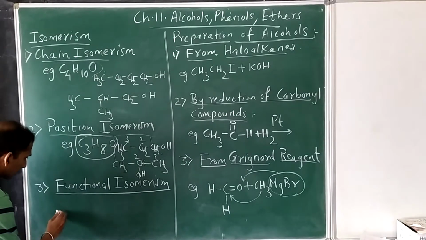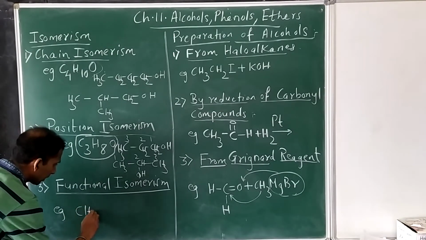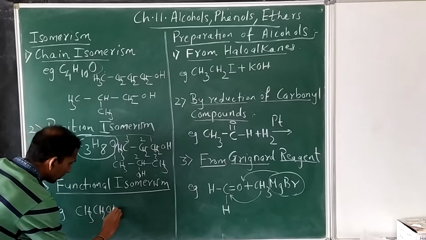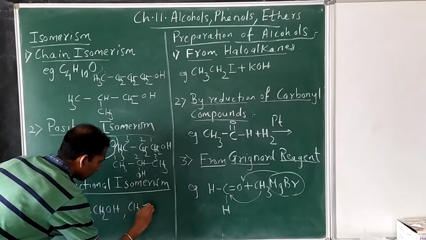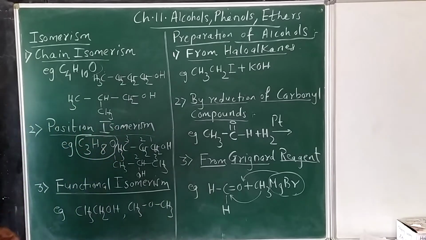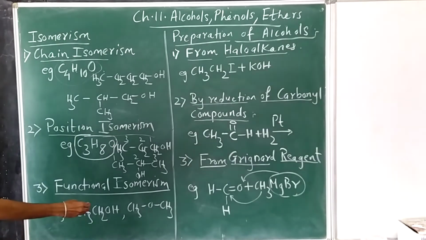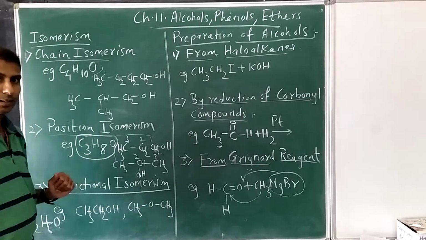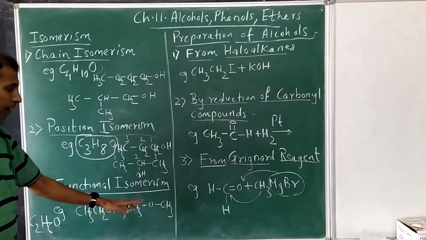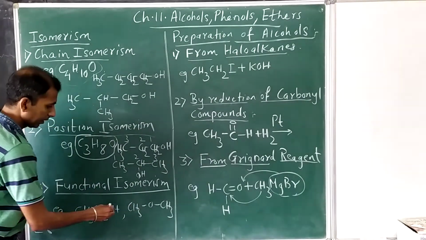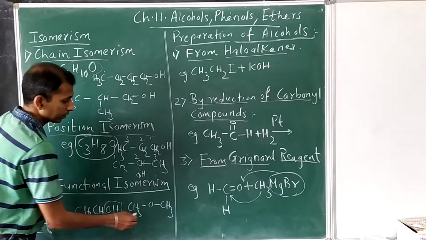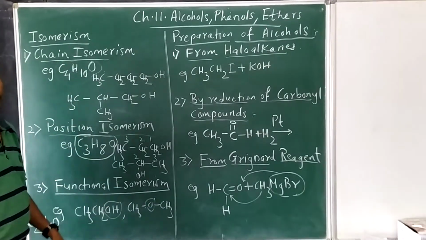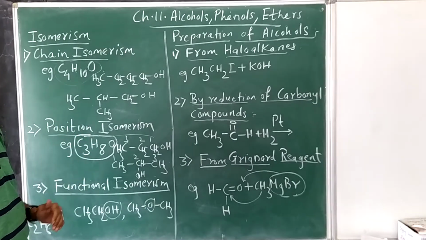We can draw the structures for functional isomers: CH3CH2OH and CH3OCH3. If you look at both these structures and write down the molecular formula, it is C2H6O. Both isomers have the same molecular formula but the functional groups are different. In the first isomer the functional group is alcohol and in the second isomer the functional group is ether. That's why they are called functional isomers.